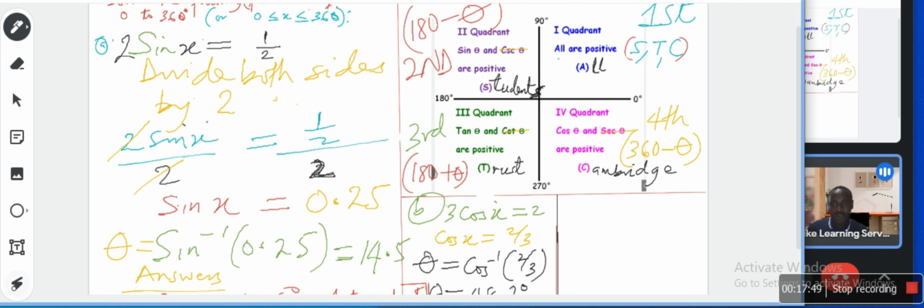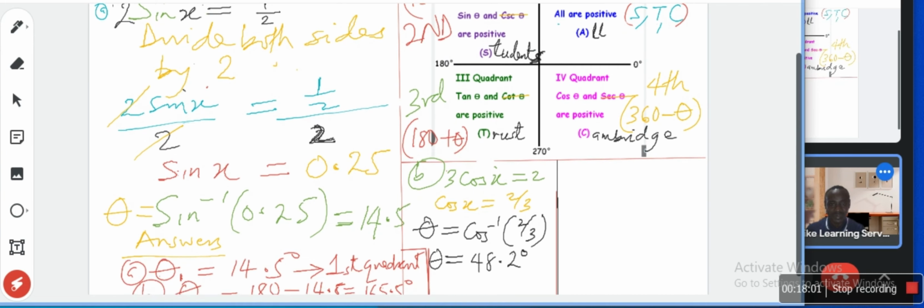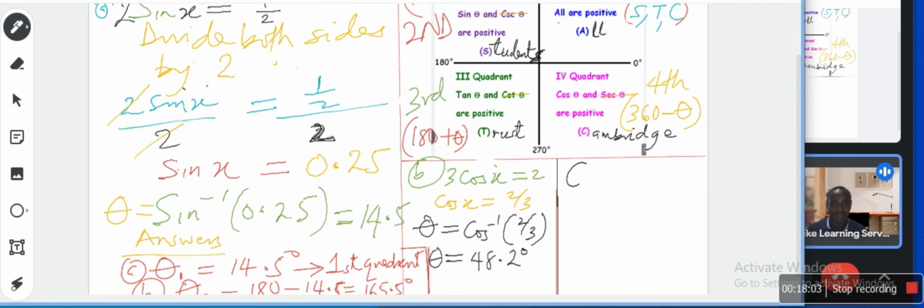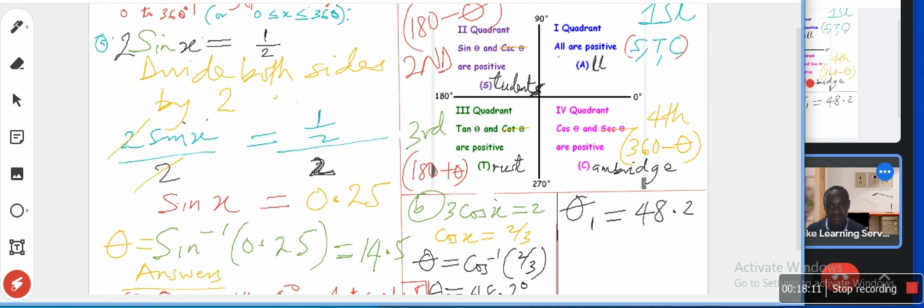Yes, so for cos, because we are looking for a positive value of 2/3, you said it is in the fourth quadrant, and of course in the first quadrant. So for the first quadrant, theta 1 is what? Therefore, theta 1 is that value we have, 48.2. The next place that cos is positive is in the fourth quadrant. So that's theta 2. So what should theta 2 be? Somebody should tell me. Unmute and say something, every one of you. Let's go.